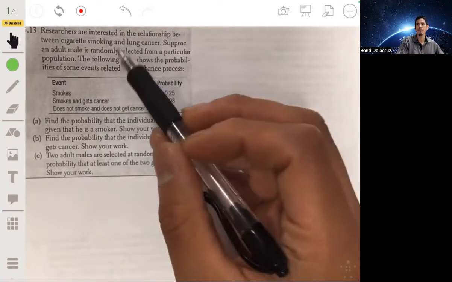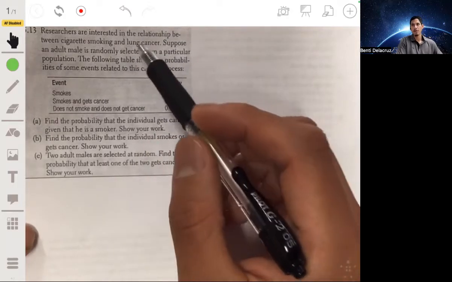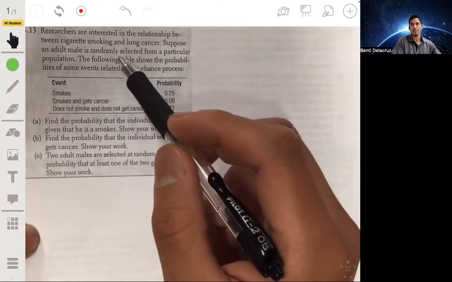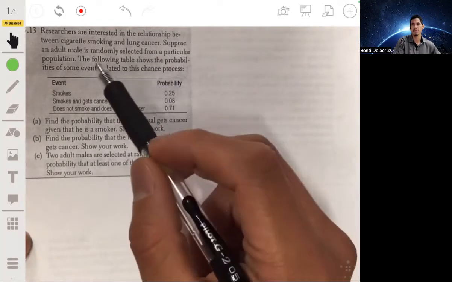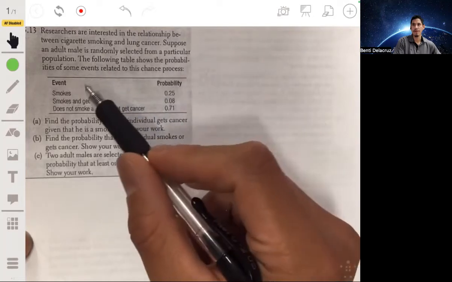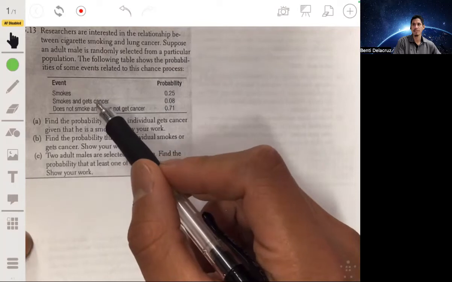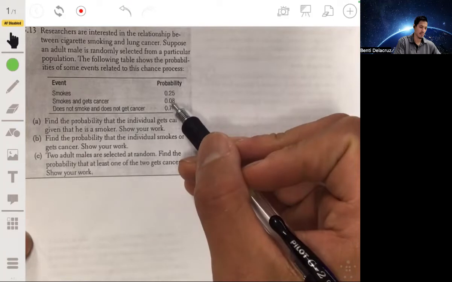All right, so here we have researchers that are interested in the relationship between cigarette smoking and lung cancer. So let's suppose that an adult male is randomly selected from a particular population. The following table shows the probabilities of some events related to this chance process. So here we have the events that they smoke, smokes and gets cancer, does not smoke, does not get cancer. The probability is 0.25, 0.08, 0.71.